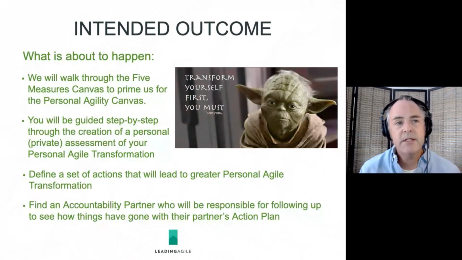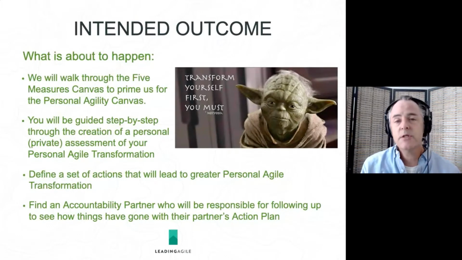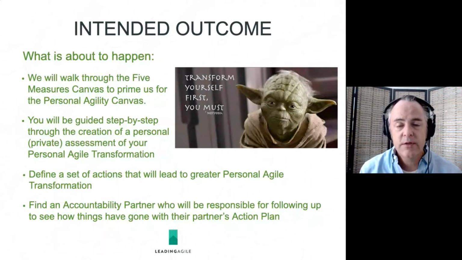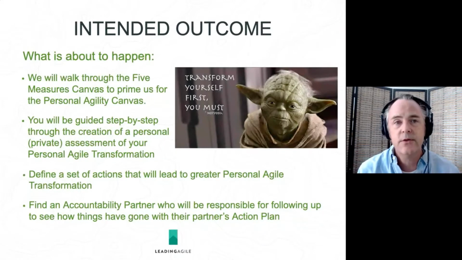So what I'm going to suggest is, if you're able to, go to the Handouts tab on the left-hand side. You're going to see a couple of files there. The 5 Measures Canvas is the one we're going to use first, and then we're going to use the Personal Agility Canvas after that. If you can download those, and there's a way for you to type on a PDF or write on it, that would be great. If not, a sheet of paper or a text file is fine too. You can just answer the questions.